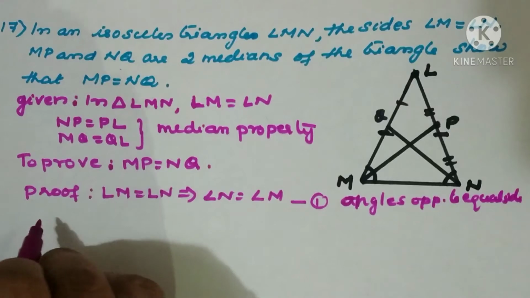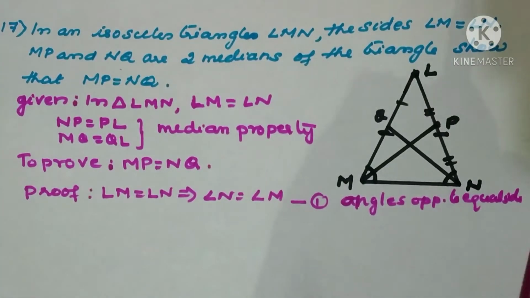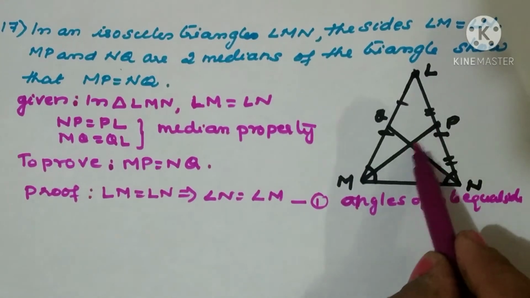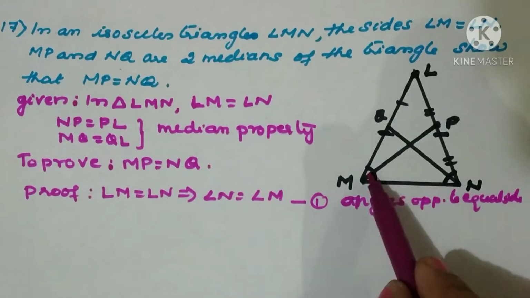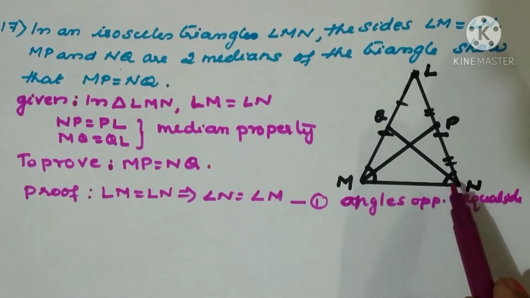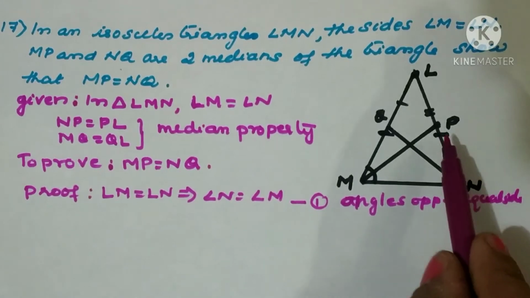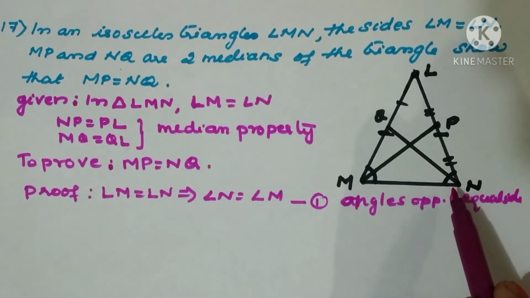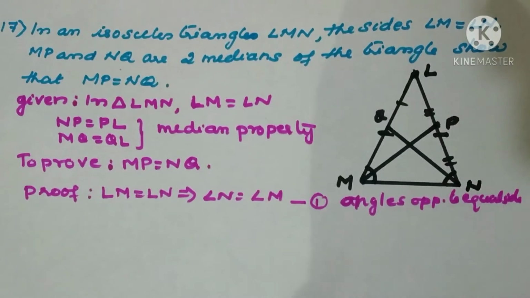Next, we need MP and NQ as the equal sides. We need to prove that. So MP we are taking as one of the sides and we are completing MPN, right? If we are going for MPN, we are having which one? Angle N is there and PN is the equal side we have marked. PN is the equal side means it is half of LN. That idea we must have.